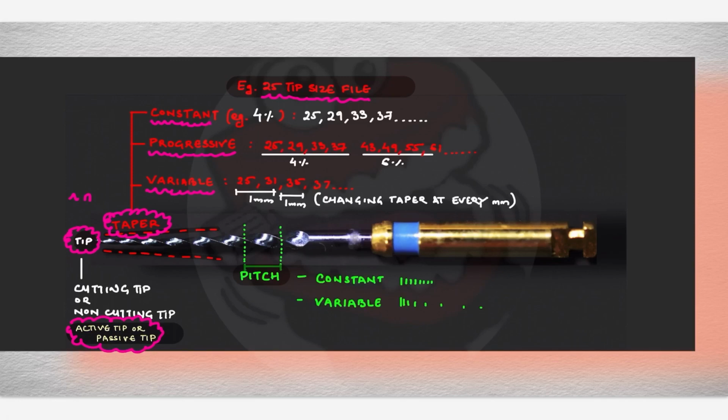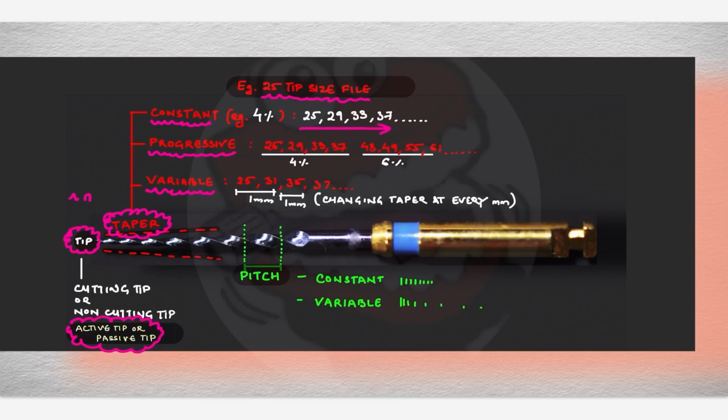Now with every increase in the millimeter, or every progression towards the bottom of the file from the tip, when we progress to the next millimeter, the file will increase by 0.04, that is, the next would be 0.29. Similarly, next would be 0.33, and then further on. So this is a constant increase in the taper of 4% from the tip of the file. This is referred to as a constant taper file.